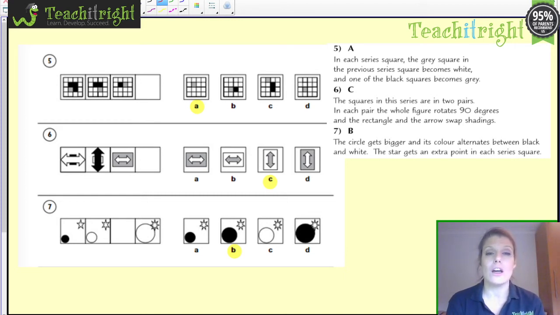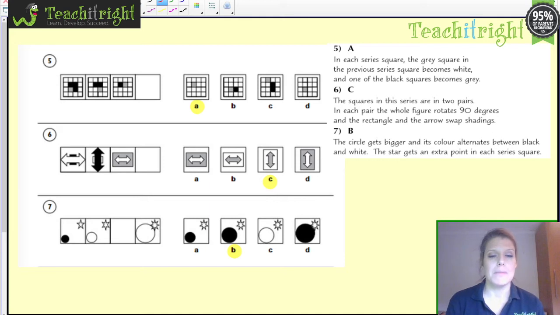You can see the circle was increasing in size. So here we have the number of shapes. So we've got number, we've got shape, we've got size. We've also got shading. That's quite a few things to think about from Spans Ross there. The circle gets bigger and its colour alternates between black and white.